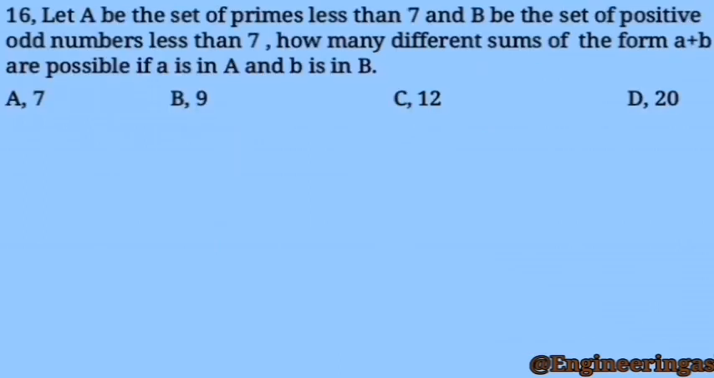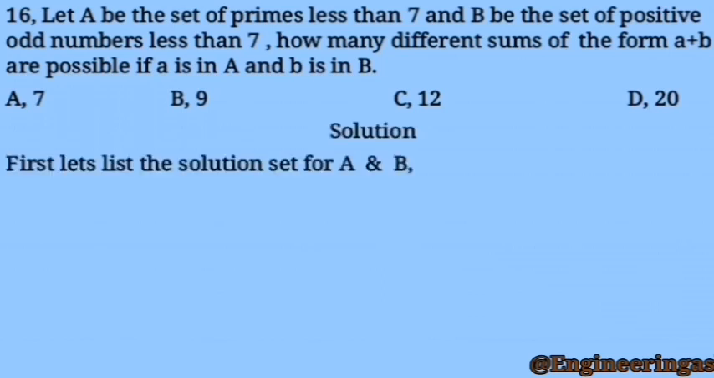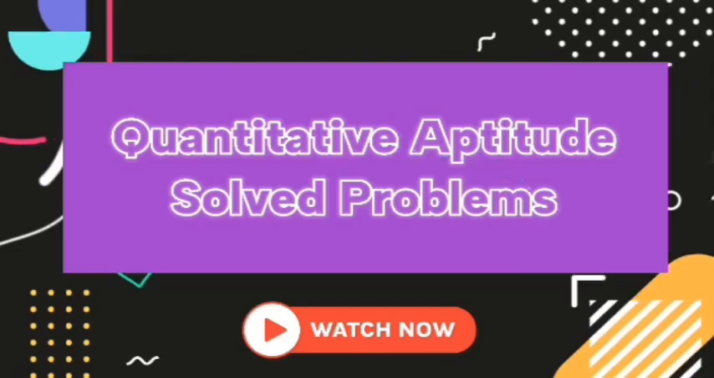Okay, let A be the set of primes less than 7 and B be the set of positive odd numbers less than 7. How many different forms A, B are possible if A is in the A and B is in the B? Okay, first let us list the solution sets for A and B.